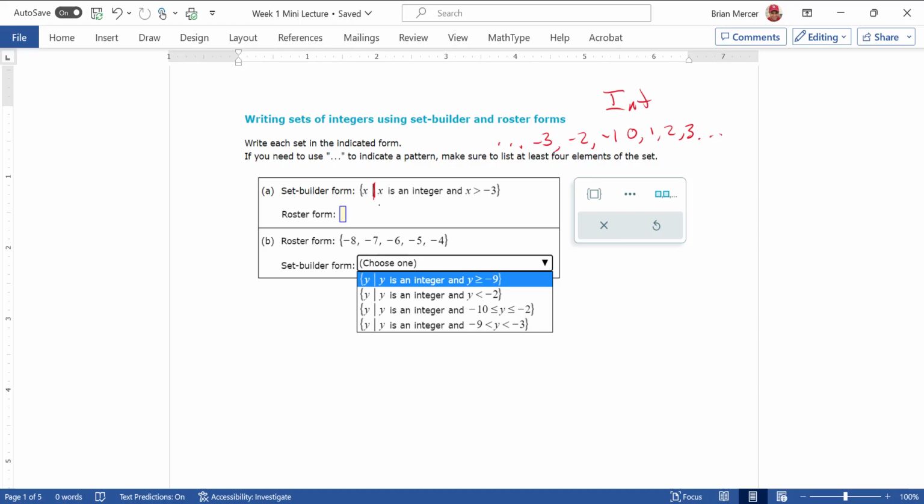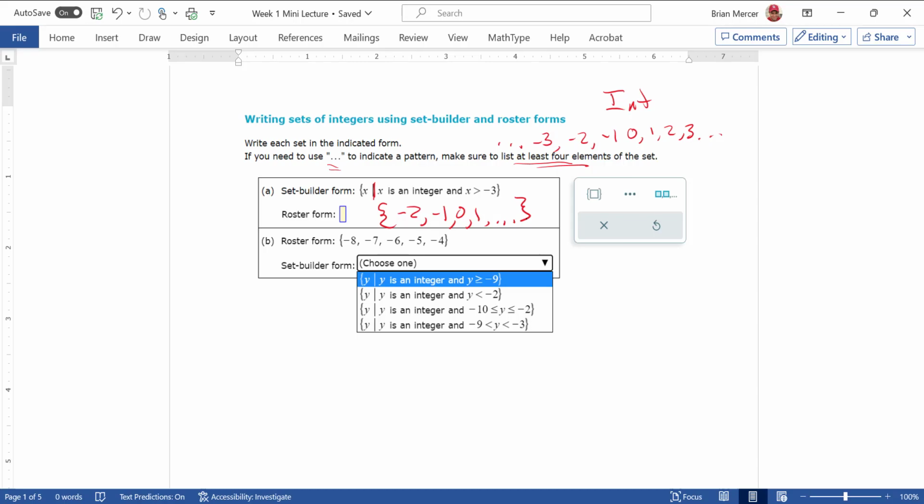So roster form means we're going to use a little curly brace. Greater than -3 means -2 would be the first one. Then -1, 0, then 1, and you can write 2, 3, 4, as many as you want. But notice it says if you use the dot, dot, dot, the ellipses, to indicate a pattern, make sure you list at least 4 elements. So -2, -1, 0, 1. I could write 2 or 3 if I wanted, but 4 is enough. So dot, dot, dot, and then close the curly brace. That's the roster form for how you would list all of the integers that are greater than -3.